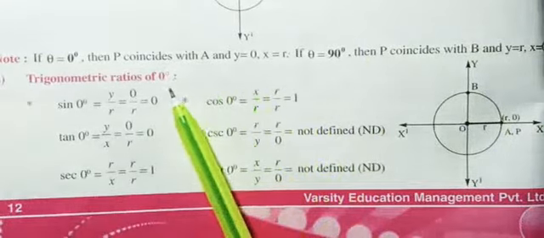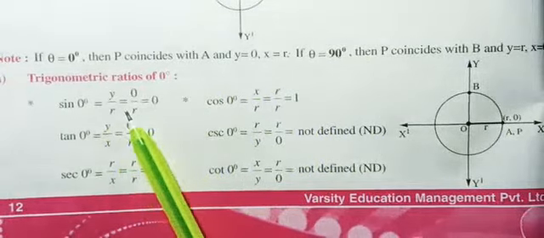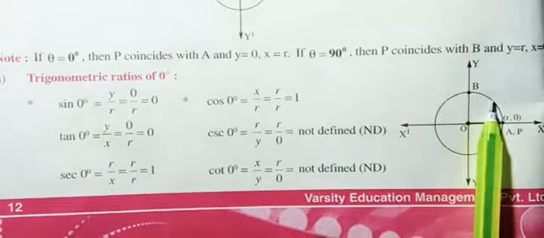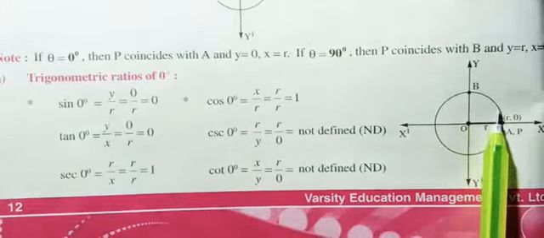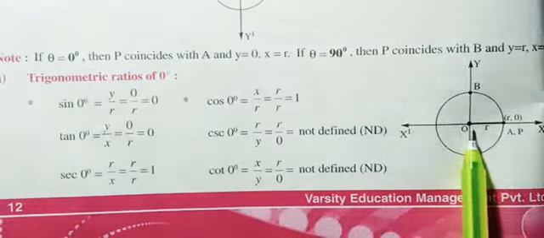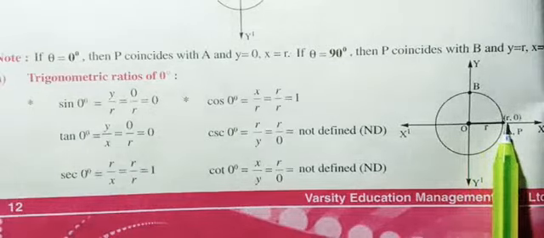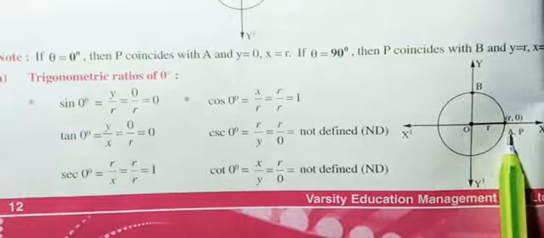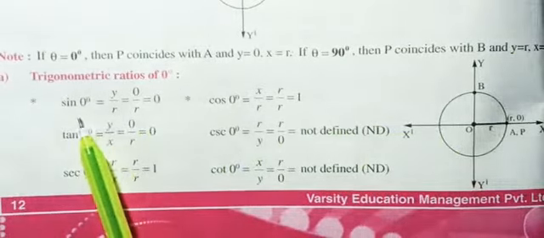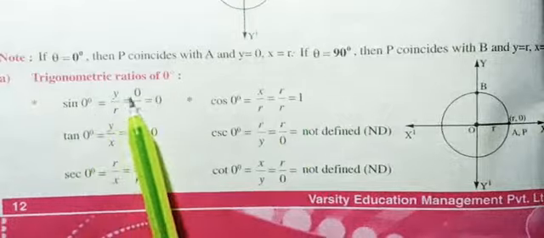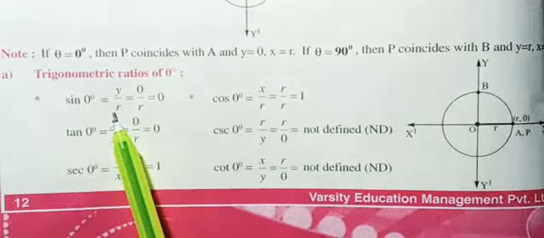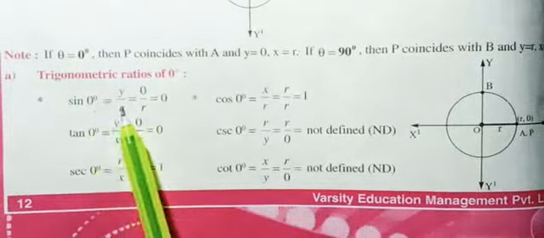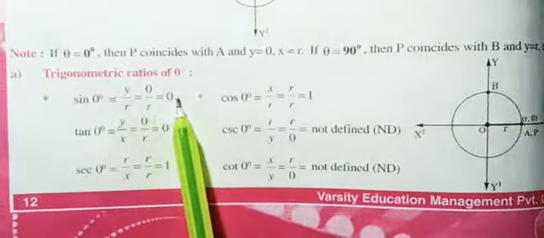Now, trigonometric ratio of 0 degree. Sine 0 is equal to y by r. You can see the figure, the point P was there. Now it coincides to here, so we are getting this as r comma 0. The point P coincides with A. Now from here, sine theta is equal to y by r. The value of y is equal to 0 here, so sine 0 is equal to 0.